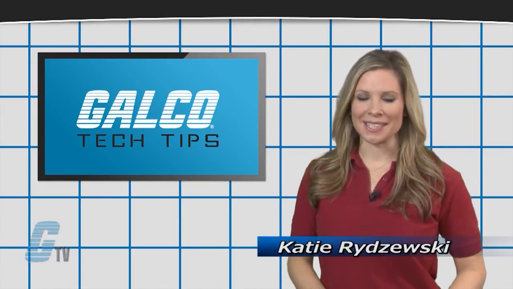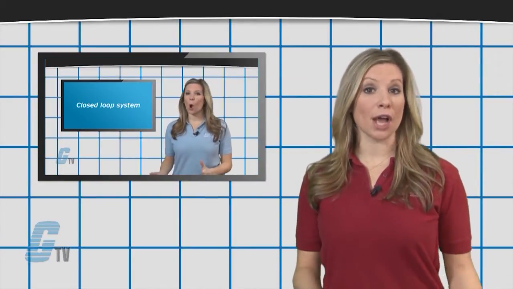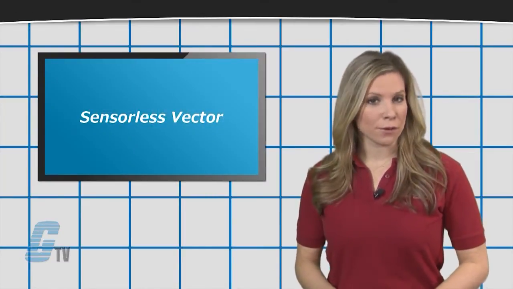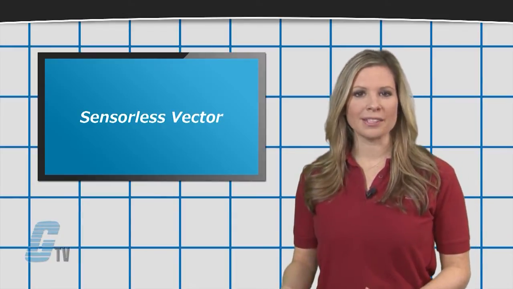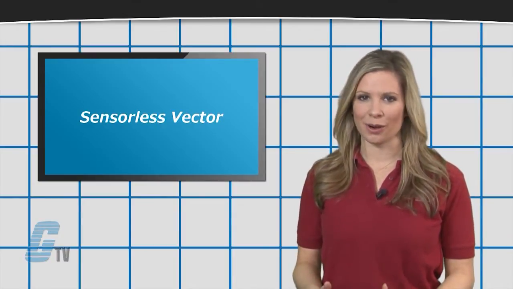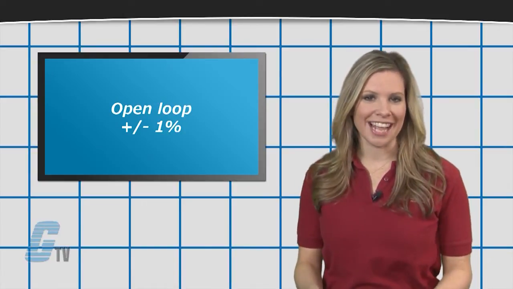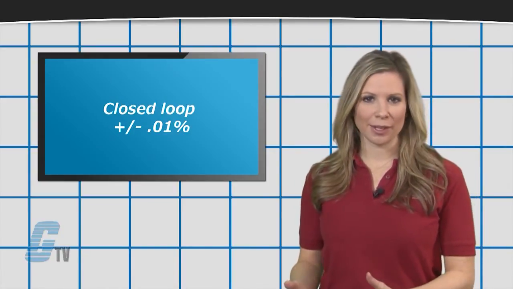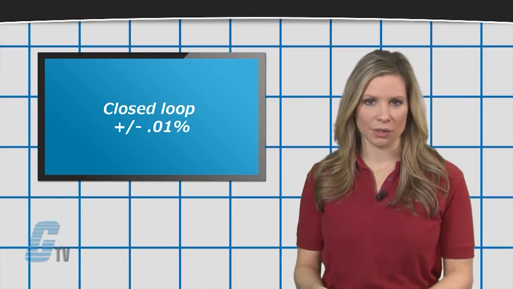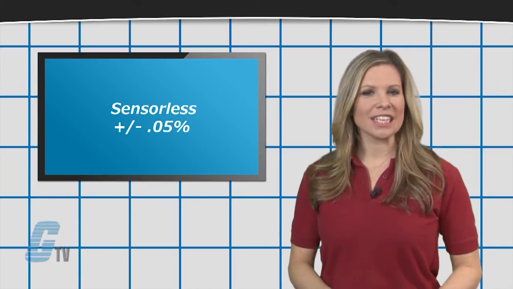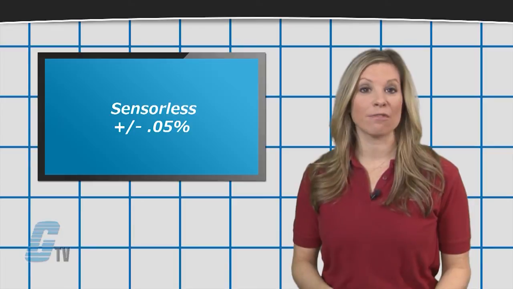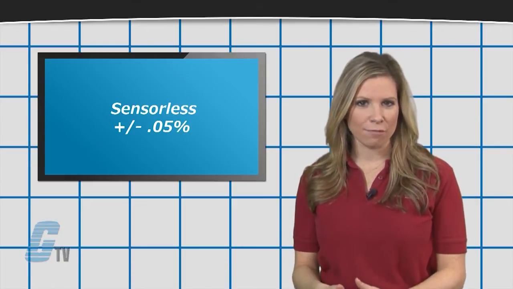Your GTV Tech Tip. In a previous segment, we talked about closed loop and how it differs from an open loop system. Sensorless Vector offers closed loop-like performance without the need of a sensor. If open loop has an accuracy of plus or minus 1%, closed loop has an accuracy of plus or minus 0.01%, and sensorless is in between with an accuracy of plus or minus 0.05%.